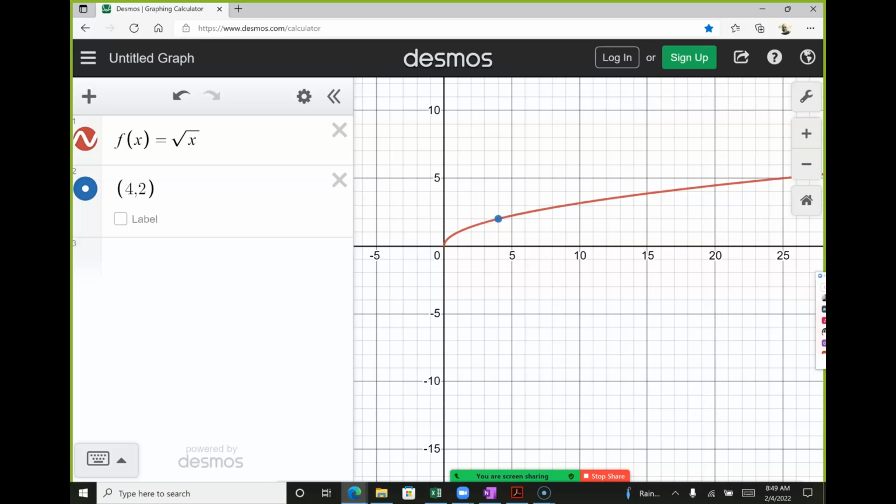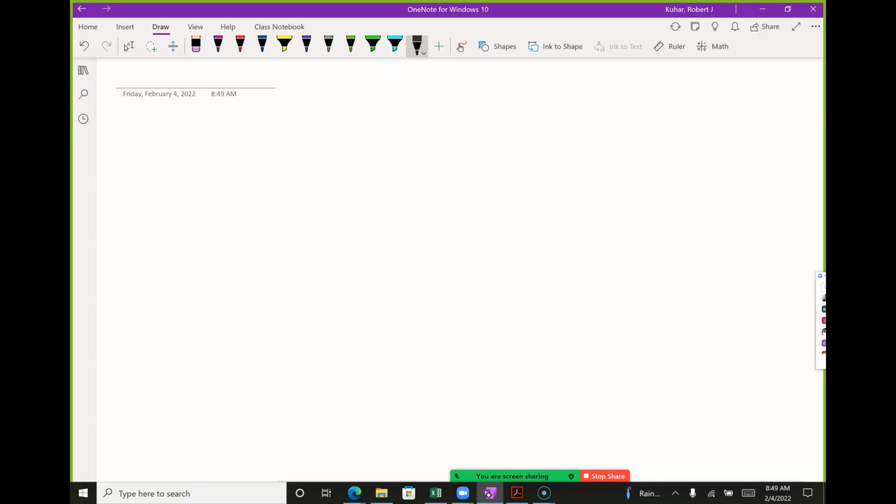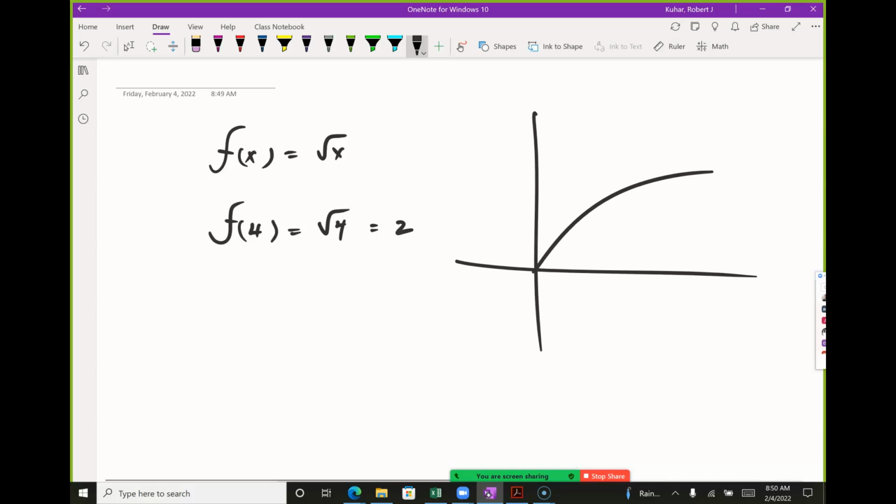You can use Desmos while I'm doing it. There is a way to plot a point on your calculator, your TI-83/84. Just do a quick Google search on it, right? But I want to look at what I know so far. For this, I know f of x is square root of x. I know f of 4 is 2, right? So I've got my picture so far. At x equals 4, I've got a height of 2.